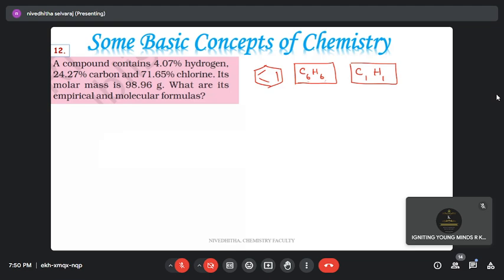So, in this question, they are telling us there is an organic compound in which there are carbon, hydrogen, and chlorine, and they are telling that the molecular mass of that compound is 98.96, and from this data they are asking us to calculate empirical formula and molecular formula. So first we'll calculate the empirical formula, and after which we can calculate molecular formula. Okay, fine. So how to calculate empirical formula?